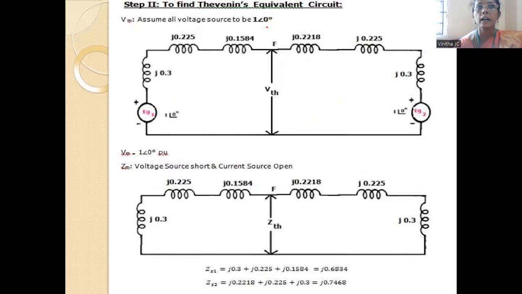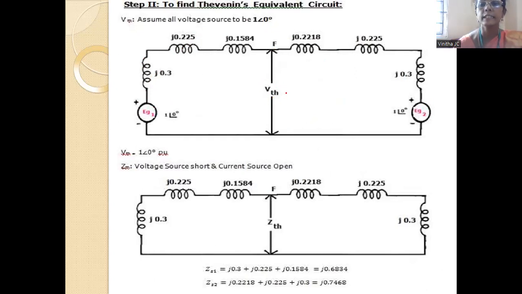Now we have to calculate the fault current. In order to calculate the fault current, we have to draw the Thevenin's equivalent circuit. So this is the equivalent circuit I have drawn. Here the generator and its reactance, all the reactances are specified, and as per Thevenin's theorem, at this faulty point the voltage is represented.